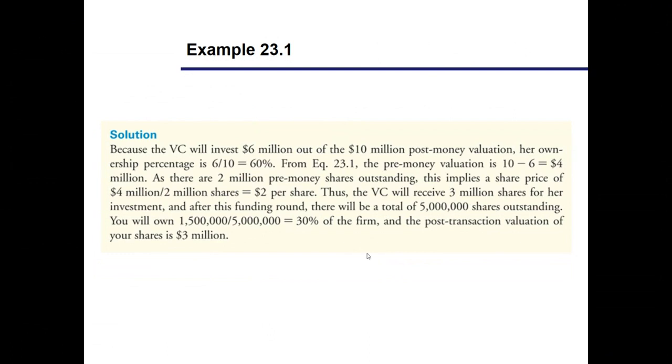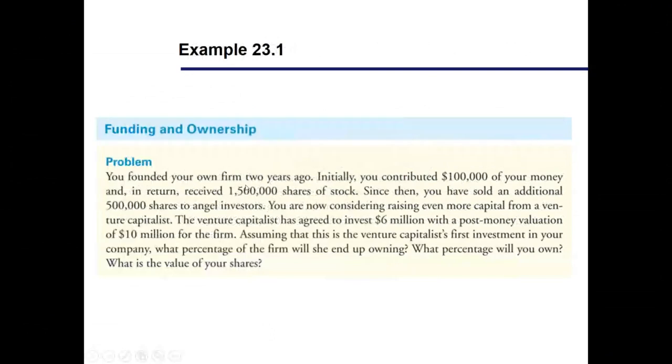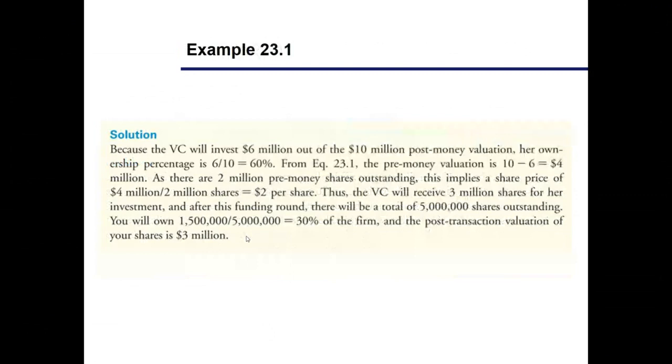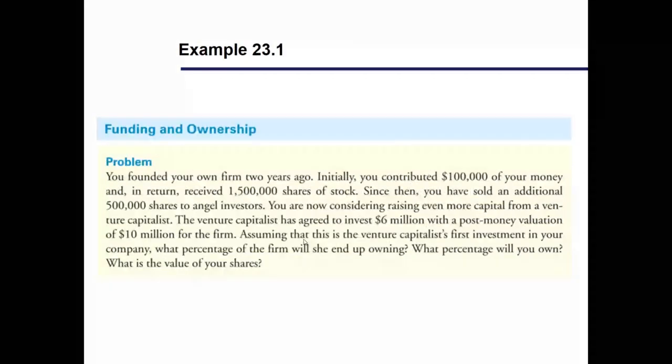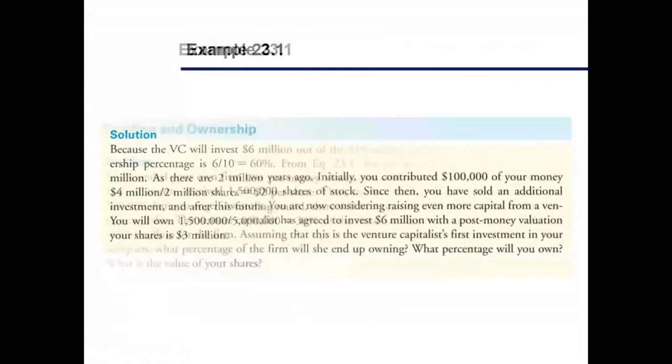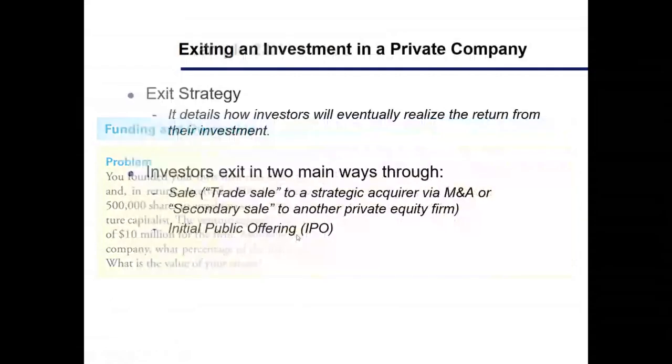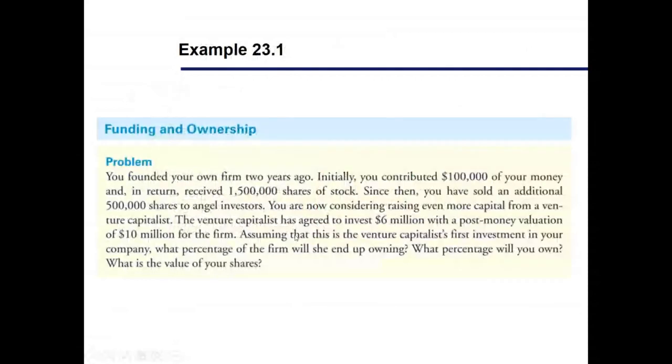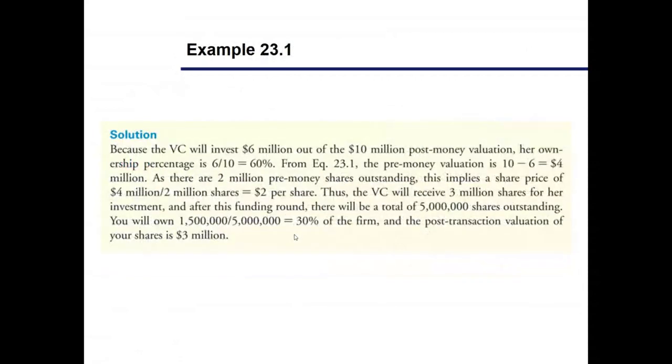It means that you own, right, the original shares that you own, 1.5 million shares. Okay, after this round, you're going to own 30% of the firm, and the post-transaction valuation of your shares is 3 million US dollars. Okay, so that is how we do it. Don't worry too much about the calculation. It's easy to understand. You can review it later on, but it's only to get some idea of how things go.